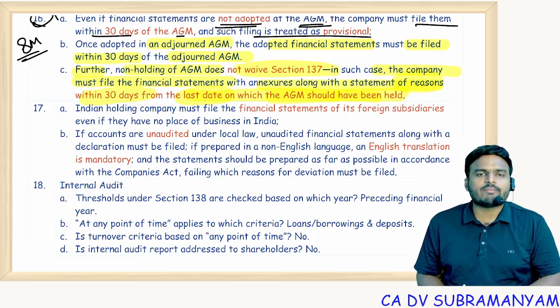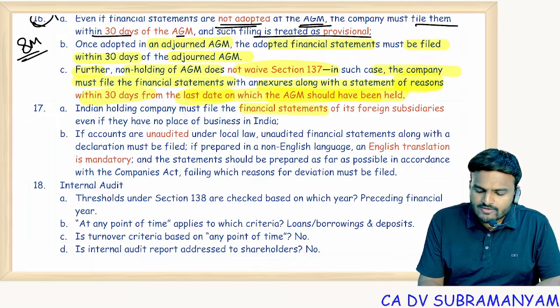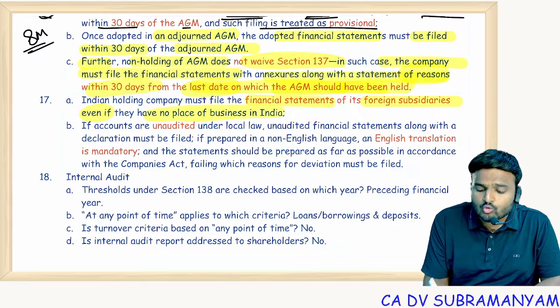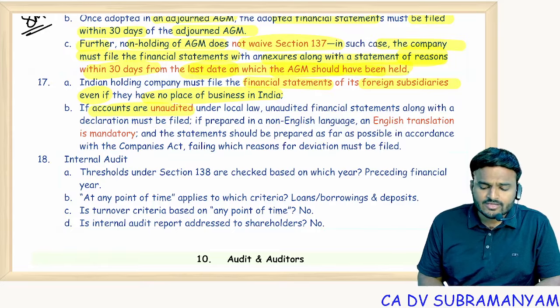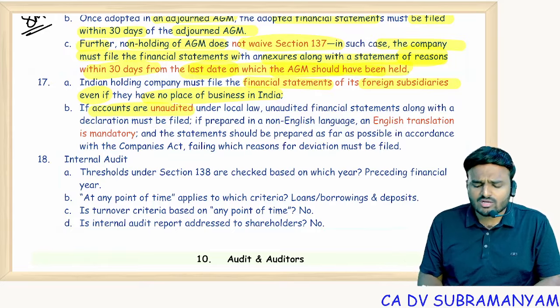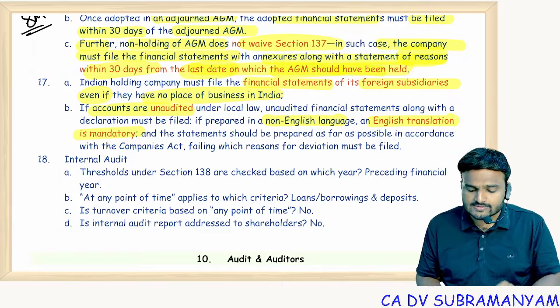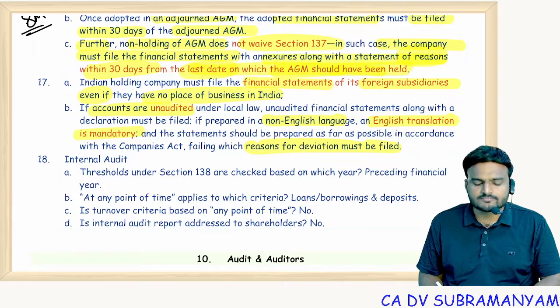Or the time gap between two AGMs shall not exceed 15 months. Clear? Okay, fine. An Indian holding company must file financial statements of its foreign subsidiaries even if they have no place of business in India. If accounts are unaudited, file unaudited statements only with ROC. If they are not available in English language, obtain certified English translated copies. If not possible, mention the reasons for deviation.